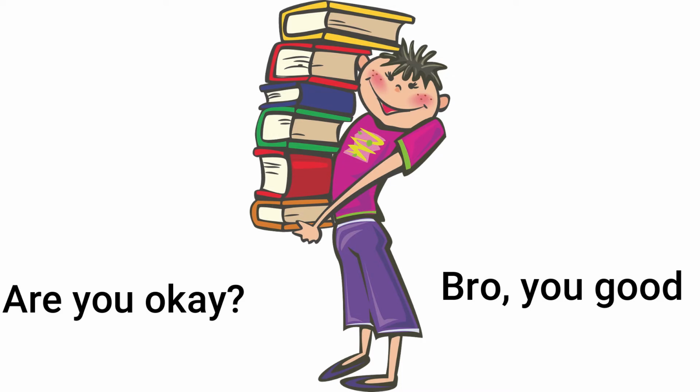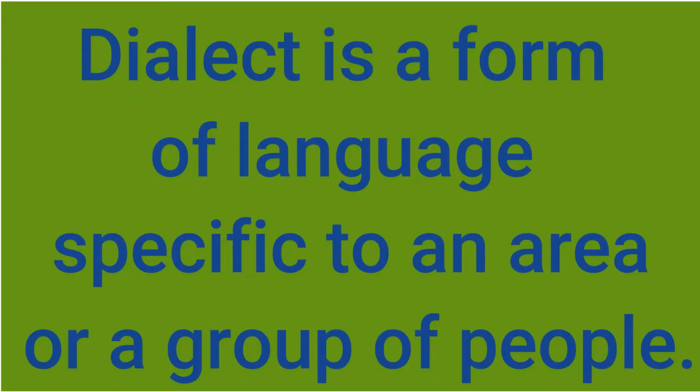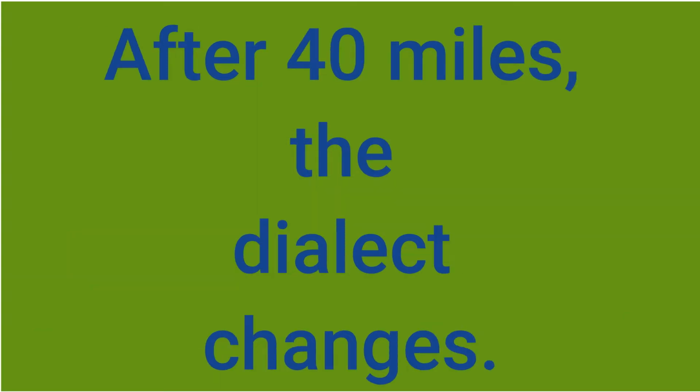There is one more thing, that languages and dialects are very much related. Languages can be different, like English, Arabic, Hindi, or German, but a language has dialects. The English that is used in America is quite different from the English that we use in India, or that is used in Australia. It is believed that after a distance of 40 miles, even though the language is the same, the dialect keeps changing.